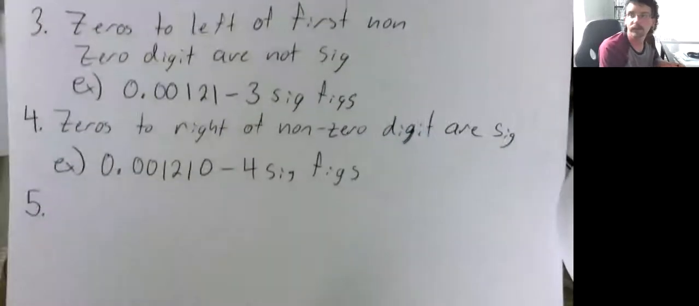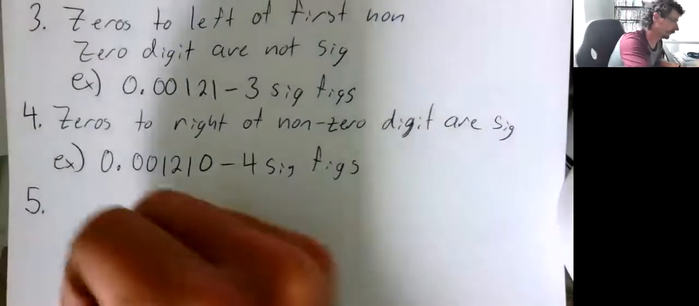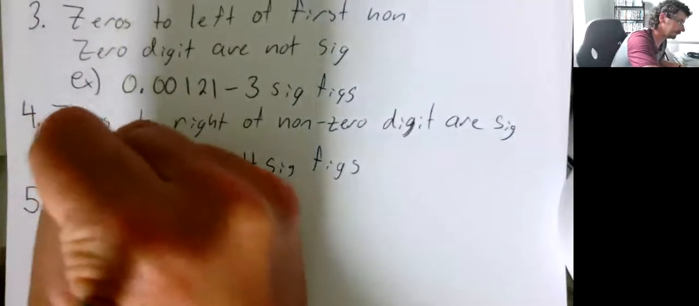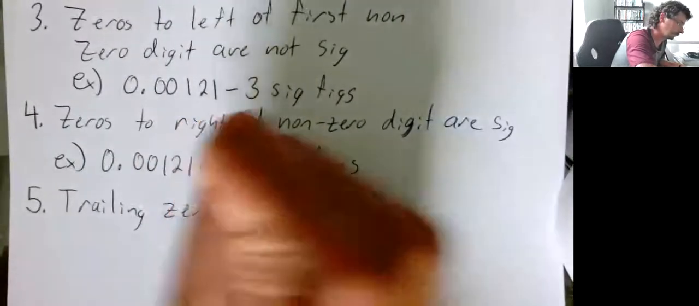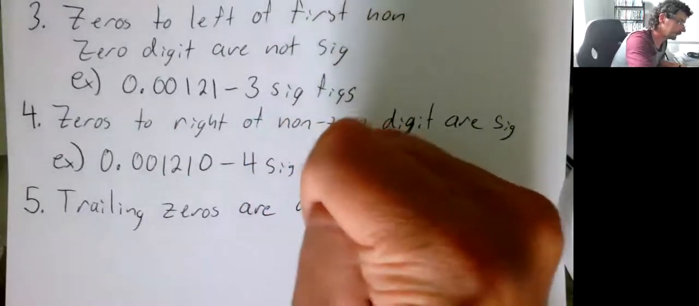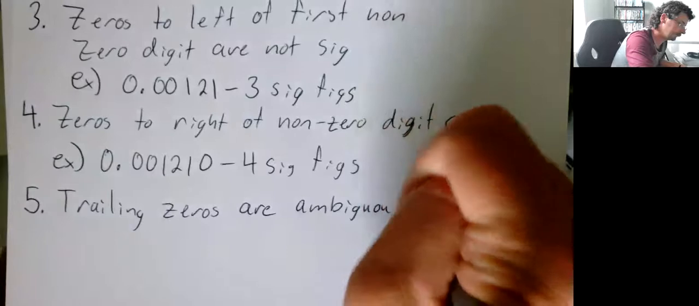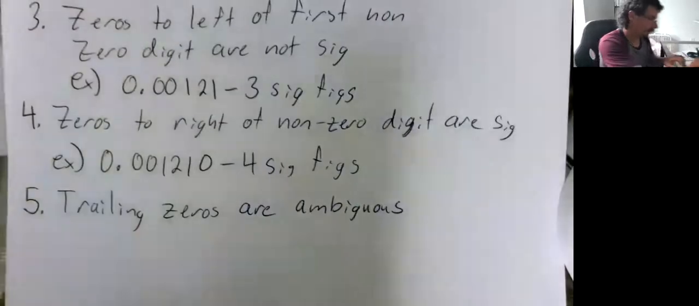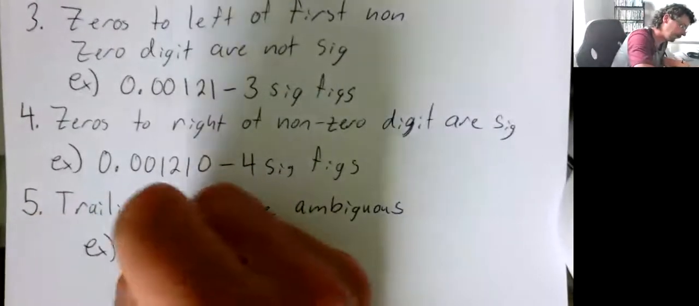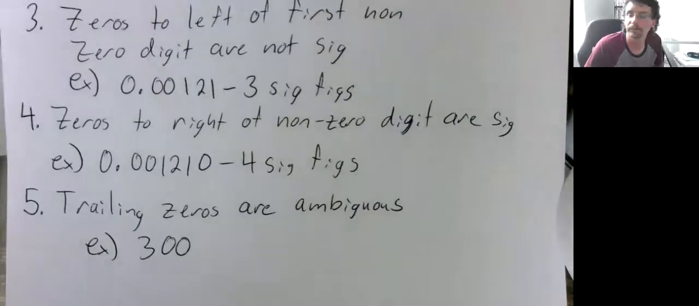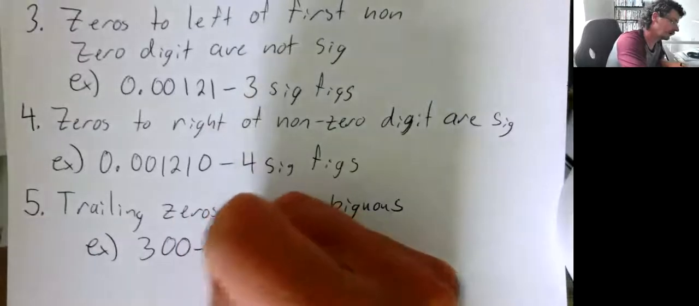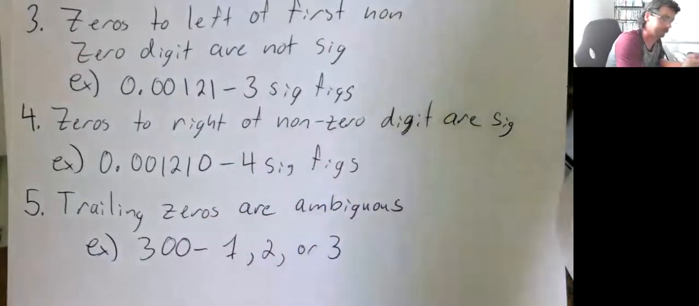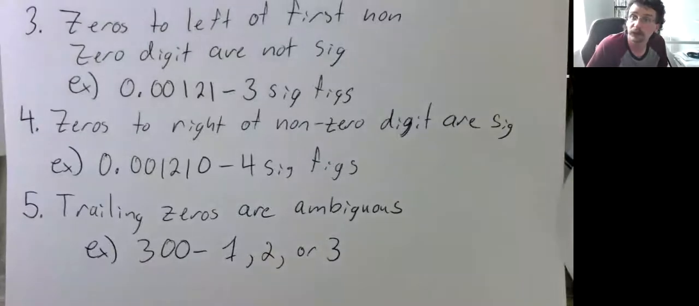The final rule has to deal with ambiguity or trailing zeros. So trailing zeros are ambiguous, meaning they can have a variable amount of significant figures. So as an example, if we had the number 300, there are actually 3 answers for the number of significant figures here. We could have either 1, 2, or 3. We're not really sure because the person who wrote this number down didn't indicate the significance.